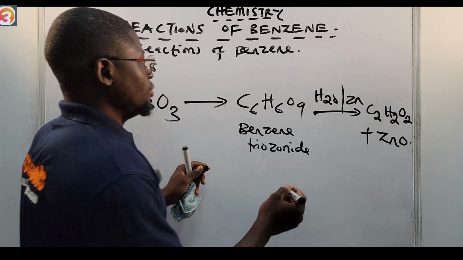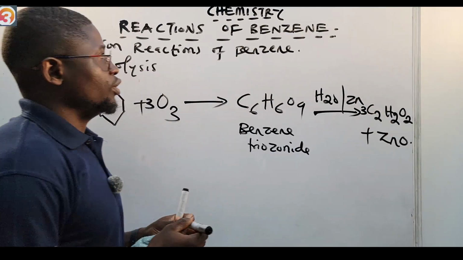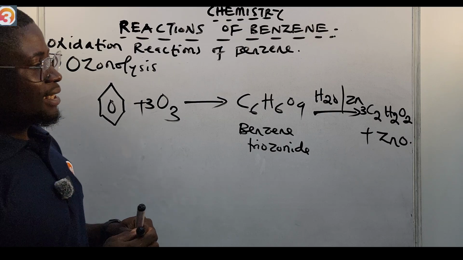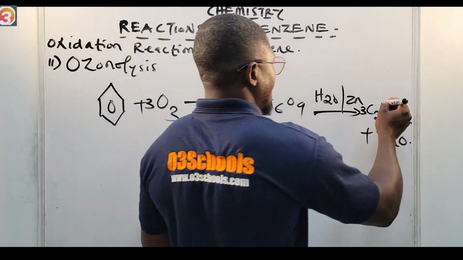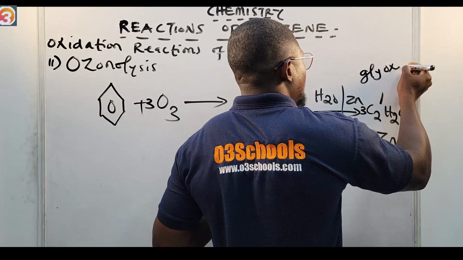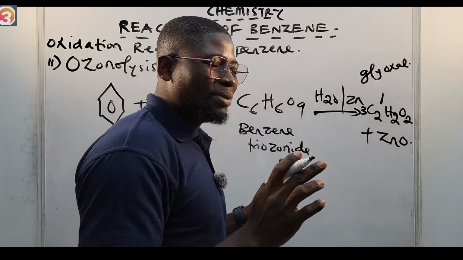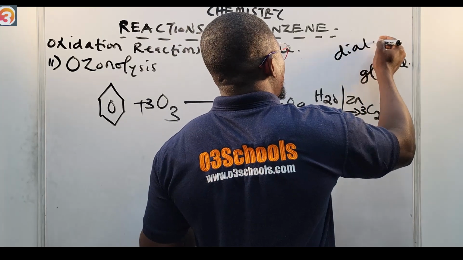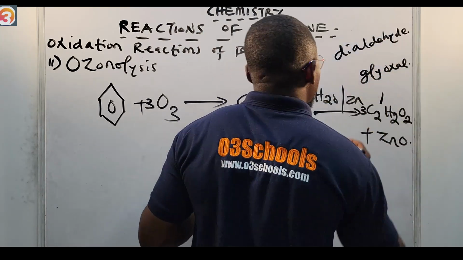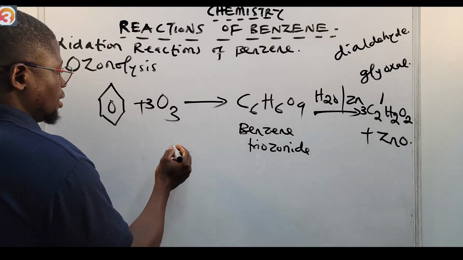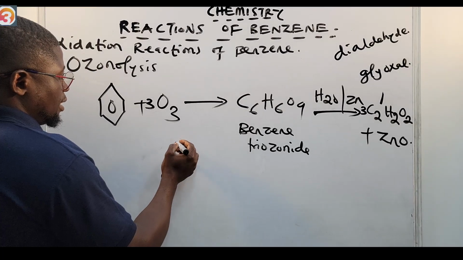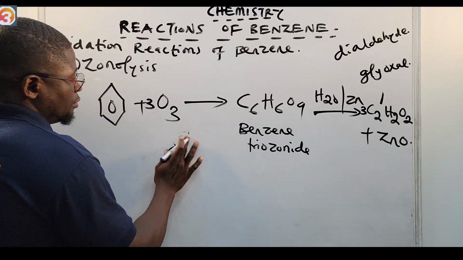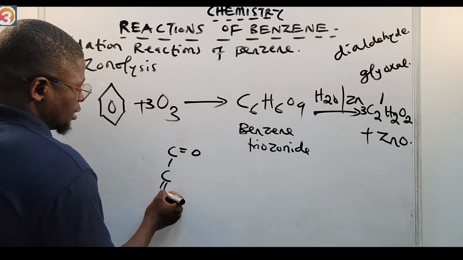It's actually 3 molecules of C2H2O2. Let's take note of that reaction. That's called glyoxal. It is the simplest dialdehyde. The structure of glyoxal is something like this. You have C, you have C. This one is double bonded to O, let me just put the double bond somewhere here, and this one is double bonded to O.